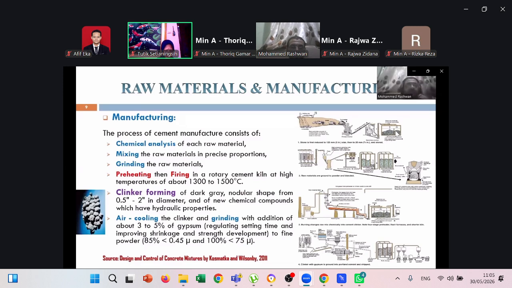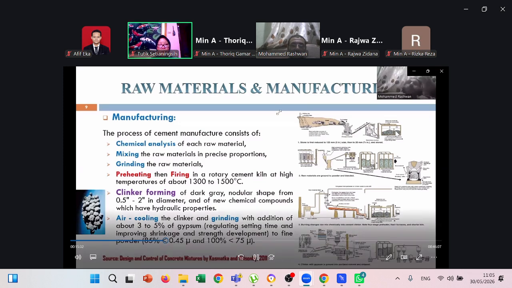After air cooling of the clinker, a few percent of gypsum, from 3 to 5%, is added to the clinker after cooling, and then ground together. The importance of the gypsum comes from regulating the setting time, because without gypsum, the produced clinker, when it reacts with water, sets completely without time. So we add a few percent of gypsum, from 3 to 5%.